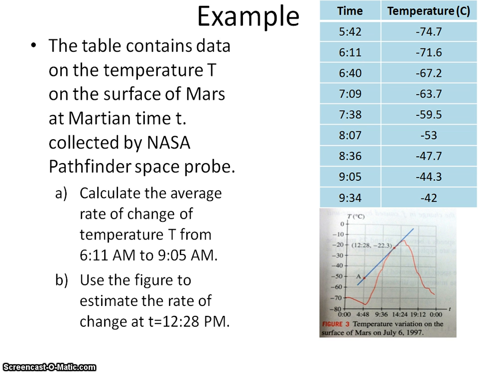We have a table over here that contains data on the temperature on the surface of Mars at Martian time t, and it was collected by the NASA Pathfinder space probe. We're going to calculate the average rate of change of temperature from 6:11 a.m. to 9:05 a.m., and we're going to use the figure down here to estimate the rate of change. So in part A, we will be using the slope of a line equation to find the secant line, and in B, we're going to be finding the slope of the tangent line.